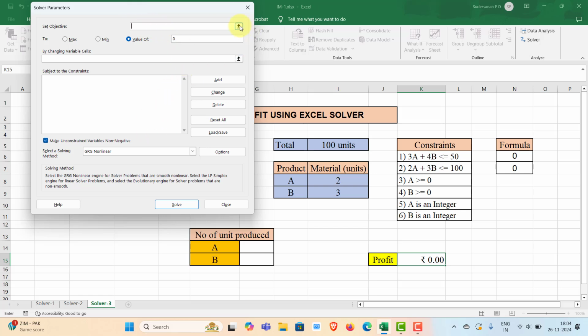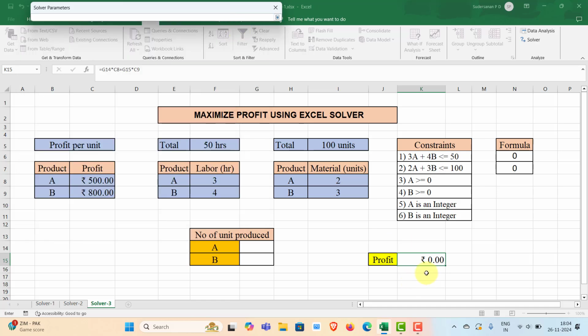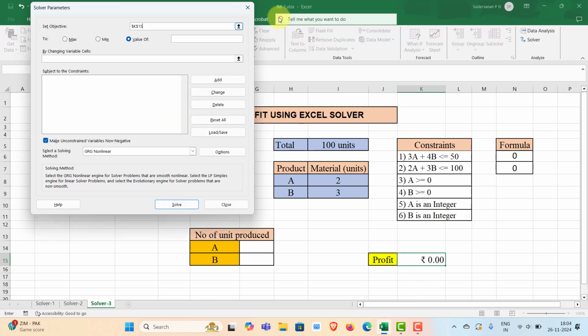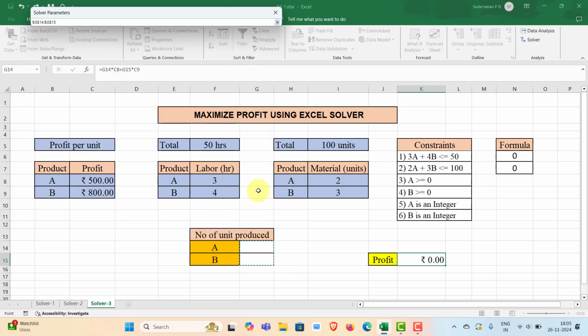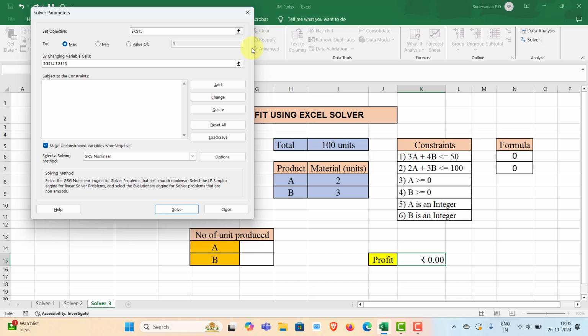Now we need to select this objective function here, set objective. Click on this, select that particular cell. Now I selected that particular cell where objective function is kept. Now we want to maximize it, so we'll click on maximum. Then by changing the variables cells, so variables are here, only two cells we need to change, A and B. So you can select both the cells, then click on the downward arrow, then you need to add the constraints. So I'll add constraints.